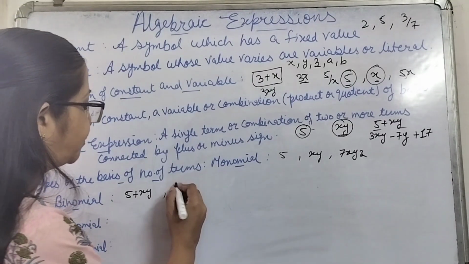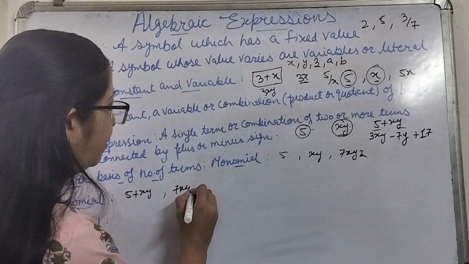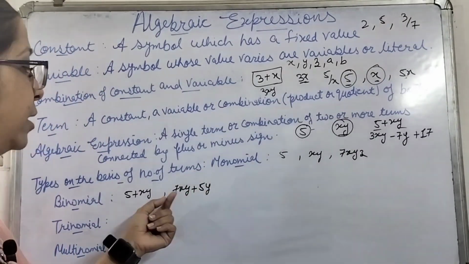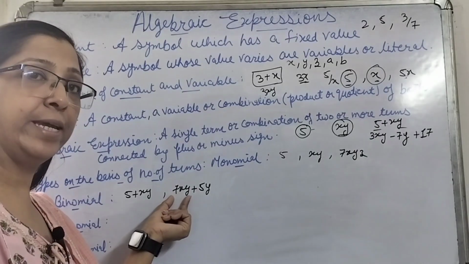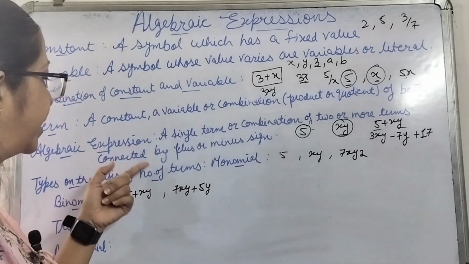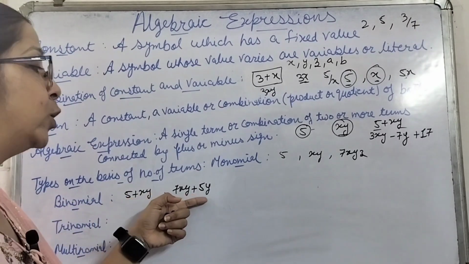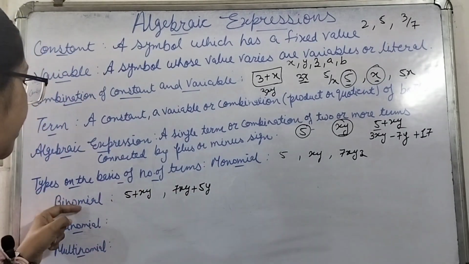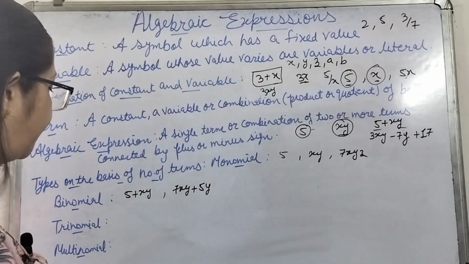We can say 7xy plus 5y. It is even a binomial because there are two terms. One is 7xy and the second term is 5y. So these types of algebraic expressions, in which there are exactly two different terms, are known as binomials.